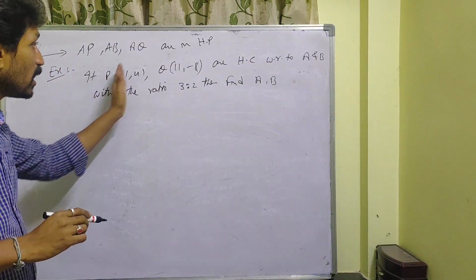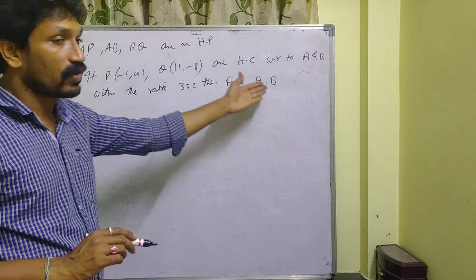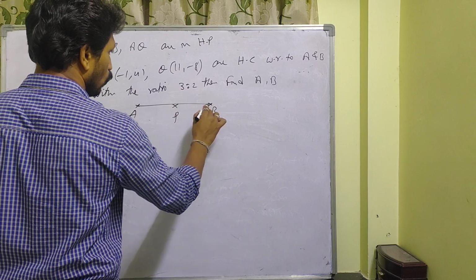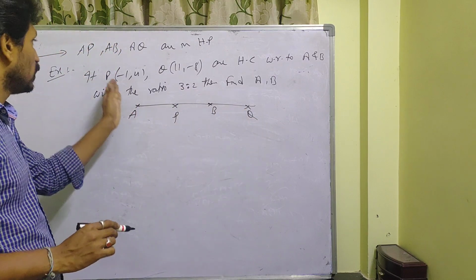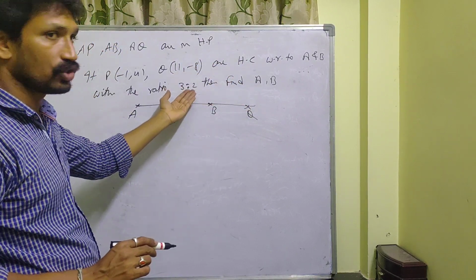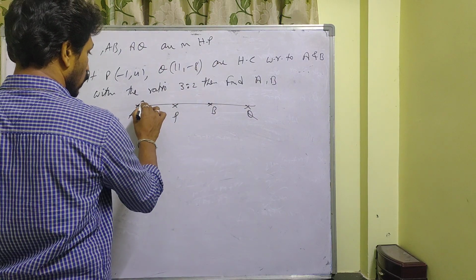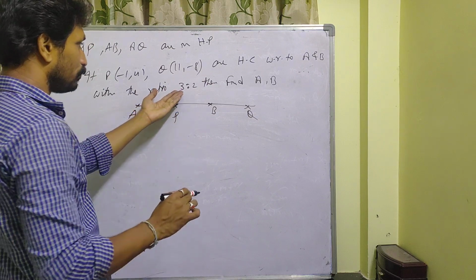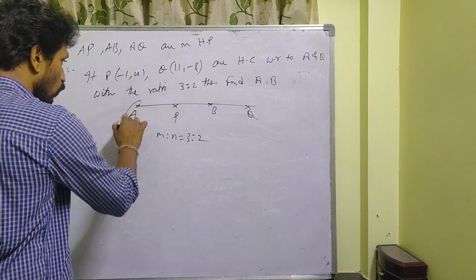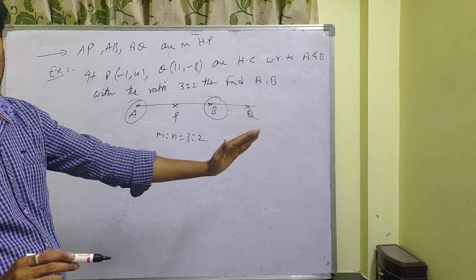Here what he has given, P comma Q are harmonic conjugates with respect to A comma B, and he is asking to find out A comma B. That means A you don't know, B you don't know, P you know, and Q you know. So this PQ divides AB in the ratio 3:2 internally and externally. Okay, so that means what can you conclude here? It is m is to n. M is to n is equal to 3:2 given. If you want to find out AB, so which formula you have to use to get the ratio? M minus n is to m plus n.